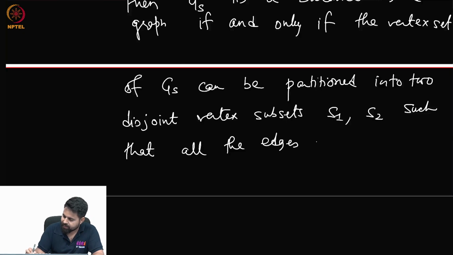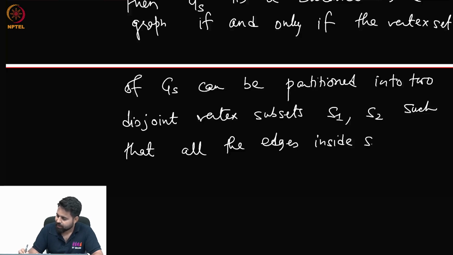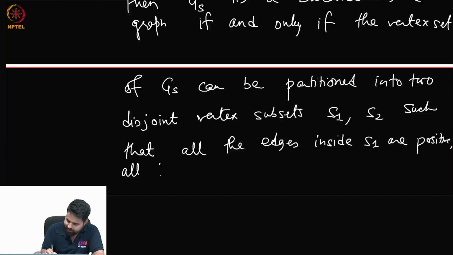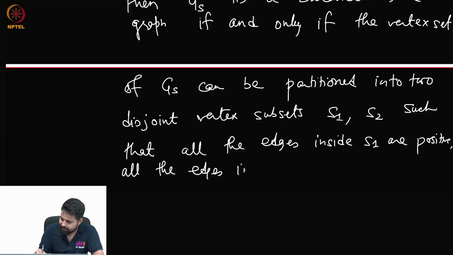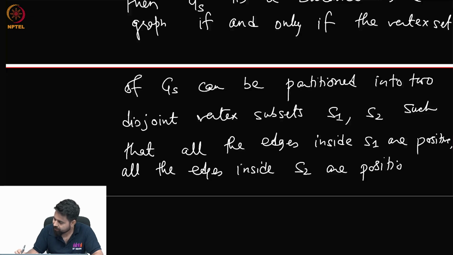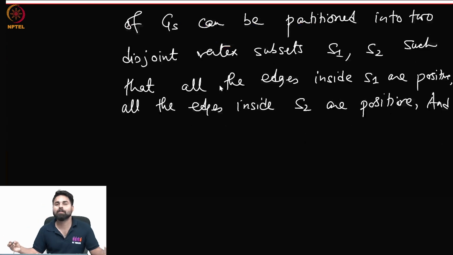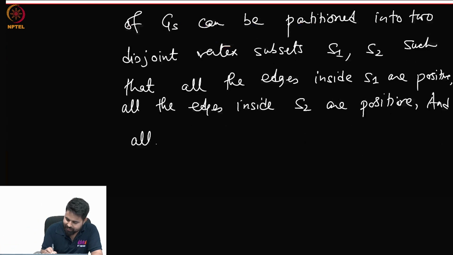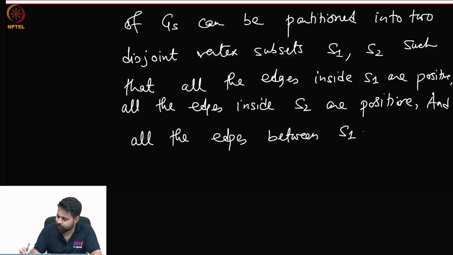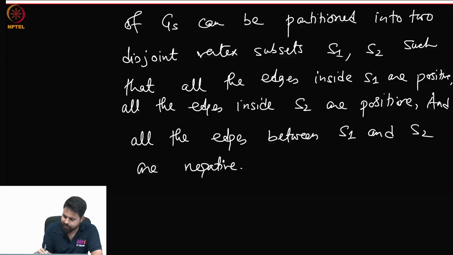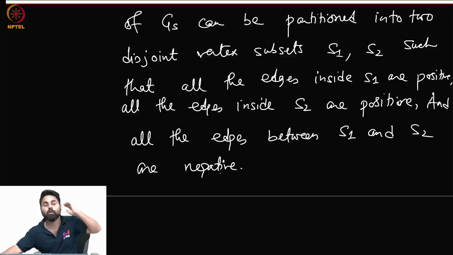edges inside S1 are positive, all the edges inside S2 are positive, and all the edges between S1 and S2 are negative. So one direction is super easy, and the other one is also not very difficult. So let us go to the proof of it.